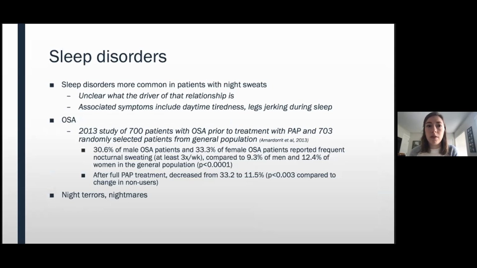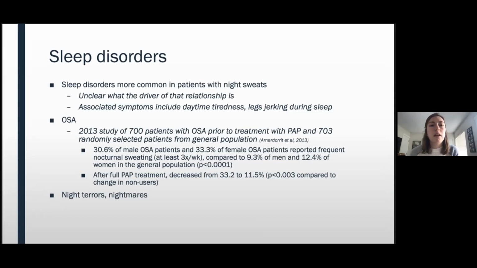Sleep disorders are more common in patients with night sweats. It's unclear what the chicken or the egg is here. Is it that the sweating is waking people up and then they're not sleeping well, or are they sweating because of their sleep disorder? Again, not great data on that. Night sweats are associated with symptoms including daytime tiredness and, interestingly, legs jerking during sleep.